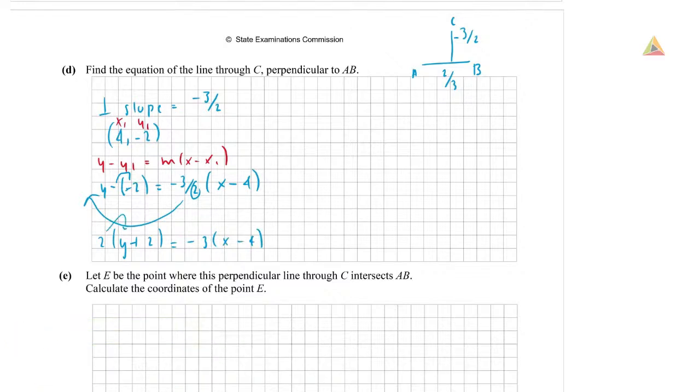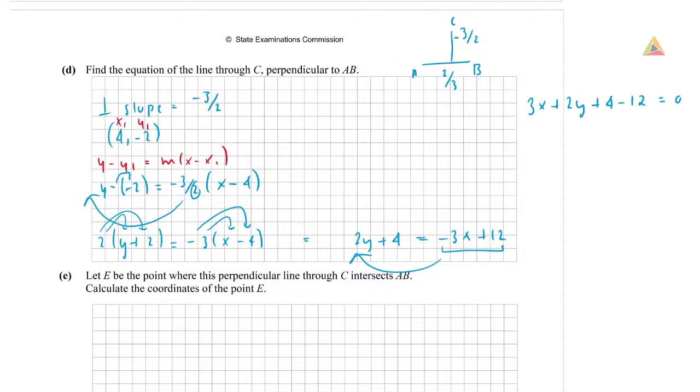Multiply this out, 2 by y is 2y, 2 by 2 is 4, minus 3 by x is minus 3x, minus 3 by minus 4 is 12. Okay, so now what we want to do is bring everything to one side. So I'm just going to finish it off up here. So it'll be 3x plus 2y plus 4 minus 12 equals 0. So 3x plus 2y, 4 take away 12 is minus 8 equals 0. So that's that one done.